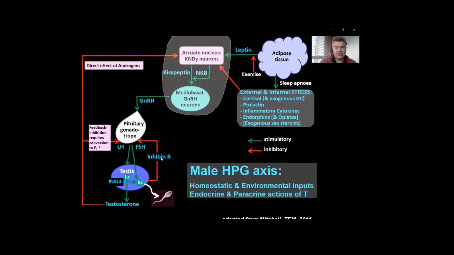Now, what determines pituitary LH and FSH? Well, this is GnRH neurons in the medial basal hypothalamus. But what drives them and what motivates them? These are the KNDy neurons in the arcuate nucleus, acting on the GnRH neurons via the peptides neurokinin B and kisspeptin. And what determines KNDy neuron secretion? Well, there's negative feedback from sex steroids, and there's also all kinds of internal and external homeostatic signals, also involving leptin from adipose tissue, which is required to keep the axis active.